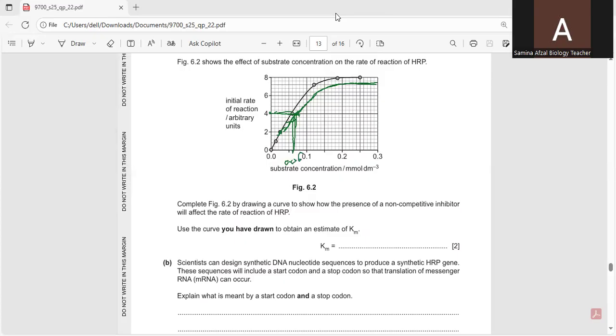It will be 0.06. So what I have told you is that the rate of reaction will change a little bit. The active site will be changed, with a smaller change in the rate of reaction, but the Km value will remain the same. So it will be equal to 0.06.